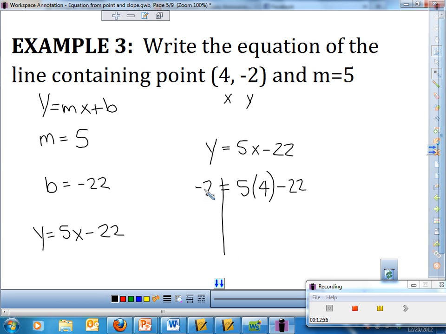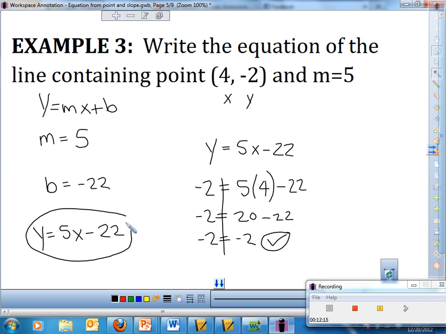I'm going to go ahead and simplify. Negative 2 is going to come down. 5 times 4 is 20. I'm going to bring down my negative 2. And 20 minus 22 is negative 2. So this check worked. So my answer is y equals 5x minus 22.